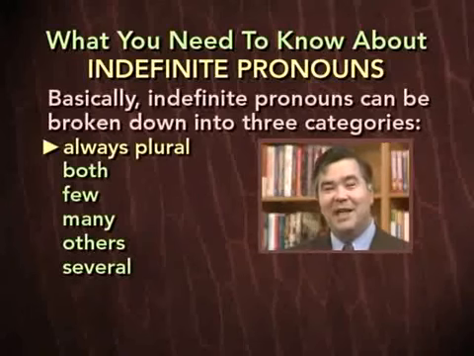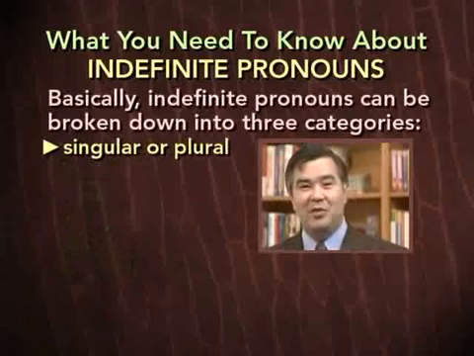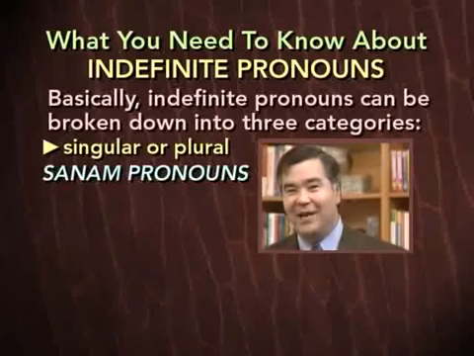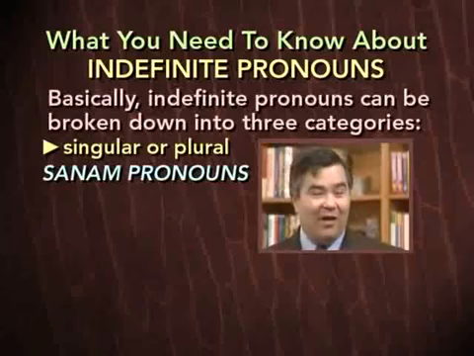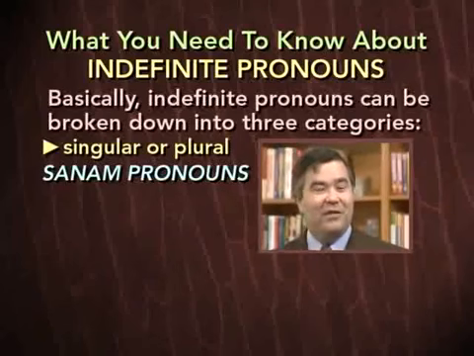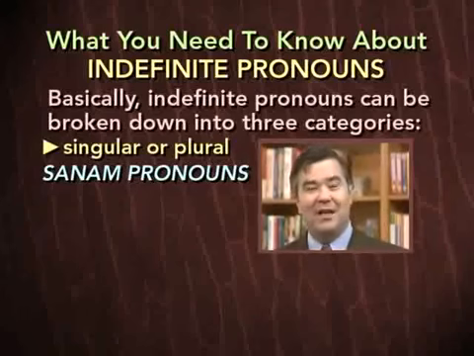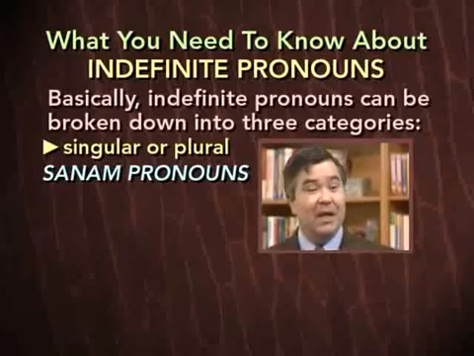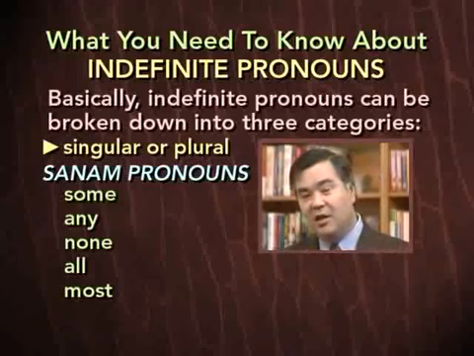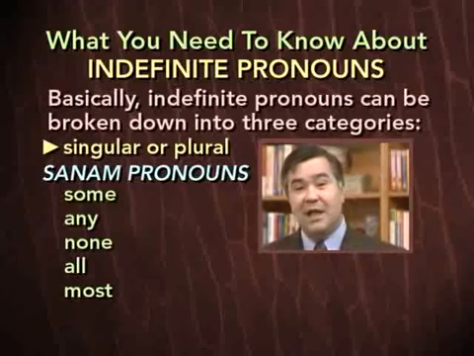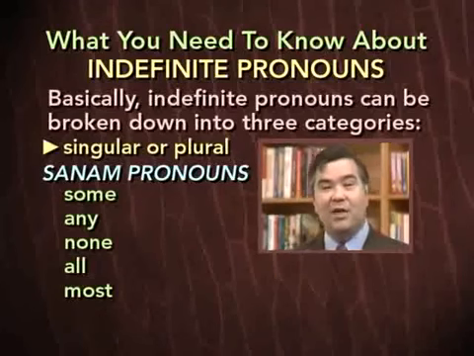Now here comes the tricky bit. There are 5 pronouns which may be either singular or plural, depending on how they're used. We call these the SANAM pronouns, simply because those letters, S, A, N, A, M, are an acronym that reminds us of the 5 pronouns that are involved, because each of those letters is the first letter of one of the indefinite pronouns that fits into this category. The 5 SANAM pronouns are some, any, none, all, and most. These 5 pronouns, the SANAM pronouns, may be either singular or plural, depending on how they're used.